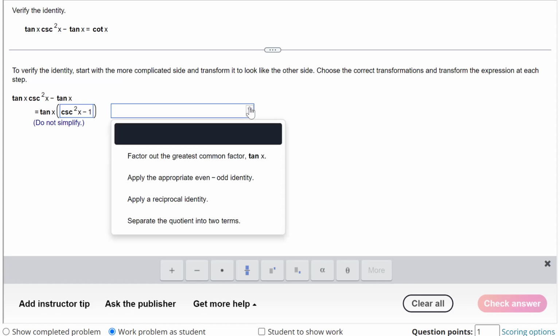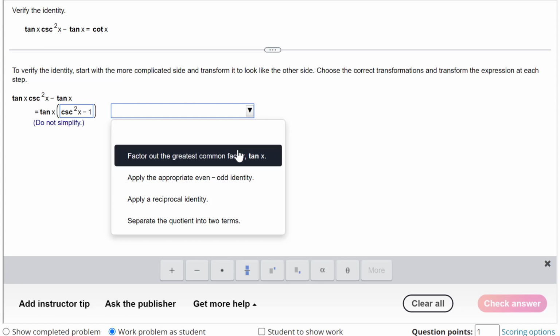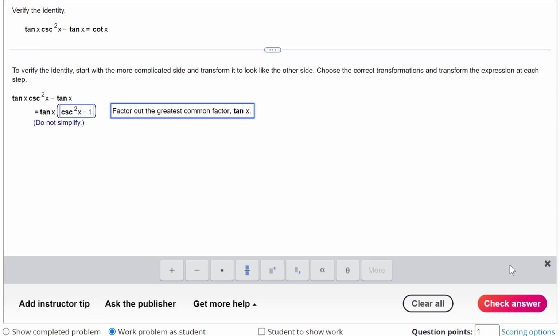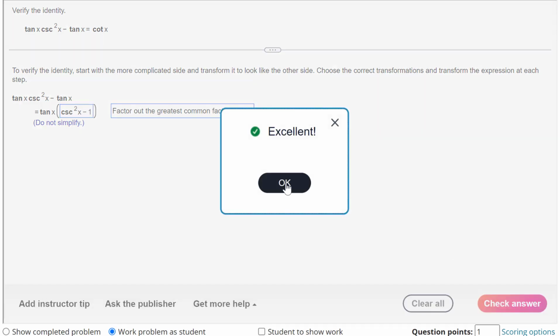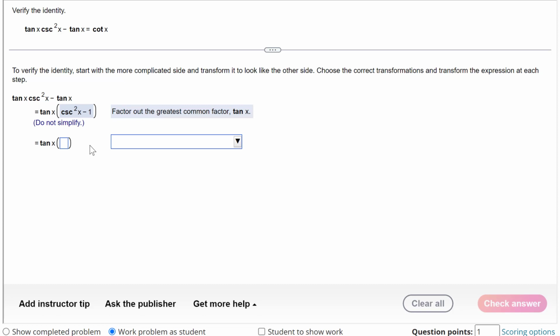They're also asking you to fill out an explanation of the step you just took. And so you can read through the choices. It's the first one that we did. We factored out the greatest common factor and we can check our answer, and now they'll just have you continue to go through step by step, working the problem as well as providing reasons.